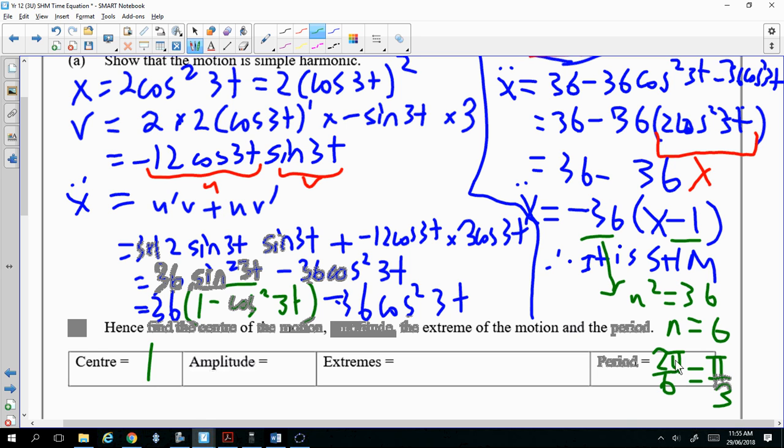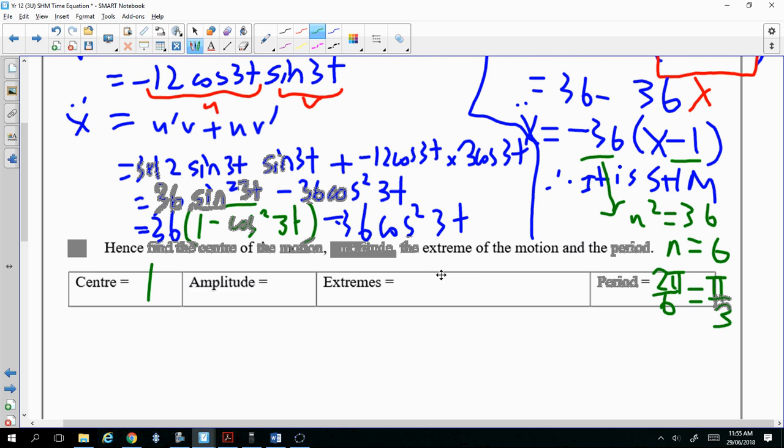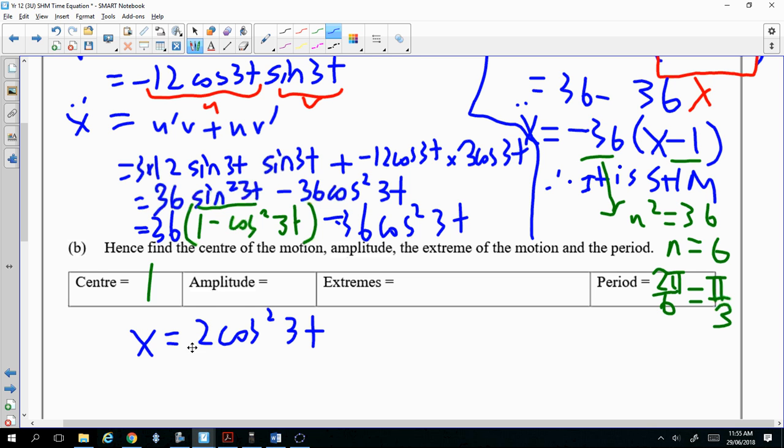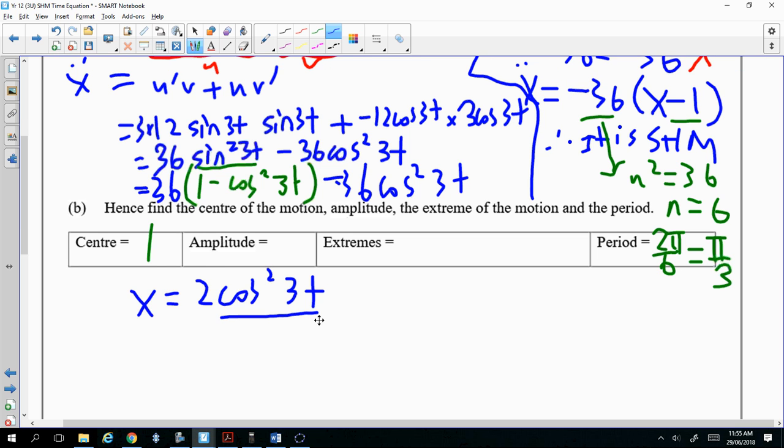So the amplitude is certainly not 2, okay, because there's a square there. So what we need to do is change this cos square into a function without a square. There's a formula we just discussed at the beginning: cos square theta is (1 plus cos 2 theta) on 2. We use this formula. So we're going to do 2 times (1 plus cos 6t), because you have to double the angle, over 2, which cancels with this 2.